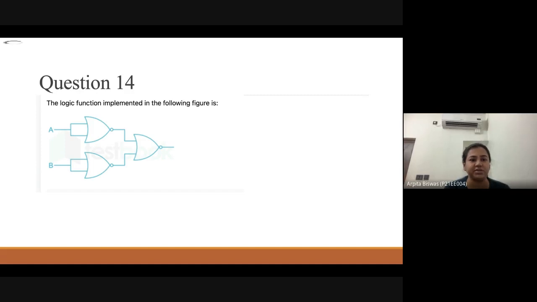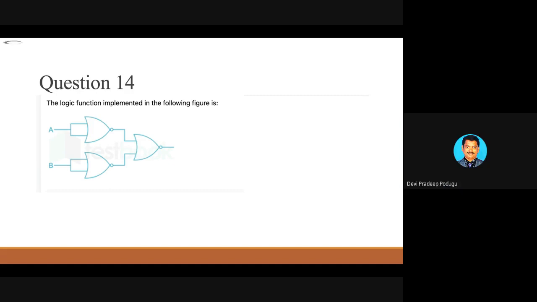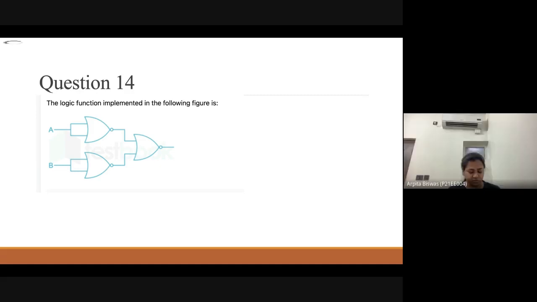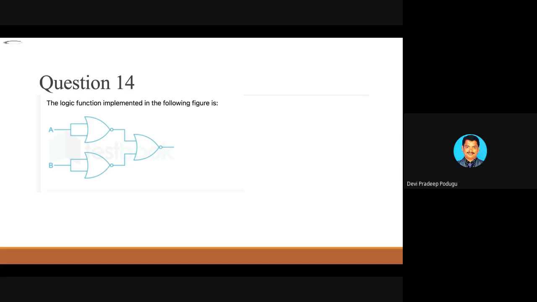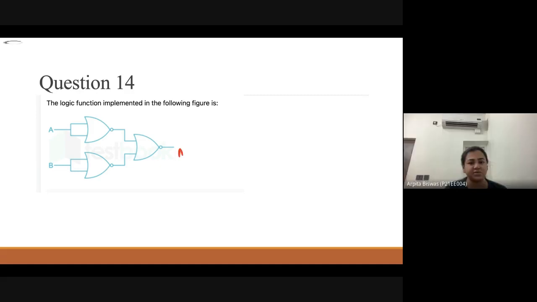So okay, solve this. Question number 14: the logic function implemented in the following figure. So you have to find out the output. NAND, NAND gate. So what will be the output? AB. The output is AB. Nazma, can you explain how it is coming AB?